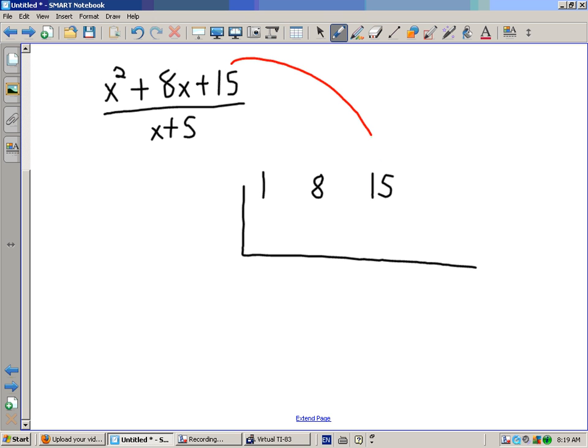So we can see that this dropped right down like that. So 1, 8, and 15. Now, with this x plus 5, this is very, very important. What we need to look at is if that were a factor of this polynomial, the 0 that it would give us would not be at 5, it would be at negative 5. And so the number that we wind up putting out here is not 5, it's negative 5. So we wind up switching the sign.